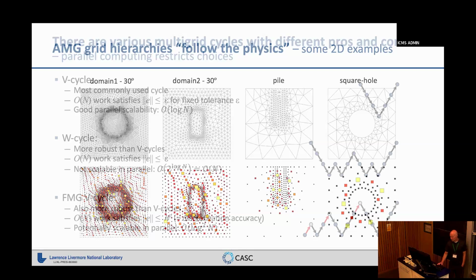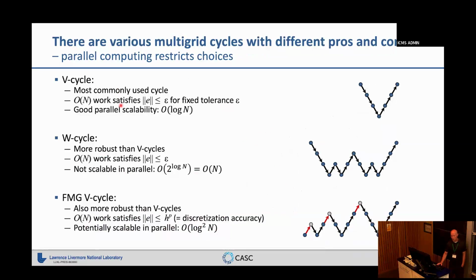Something about cycles. I showed you the V cycle. That's the one we typically use because it's the one that's scalable, that works best in parallel. So parallelism limits our choices. There's also the W cycle and the FMG cycle, which were also big in the original work. They're more robust, but we really can't use them because of the parallel issue.